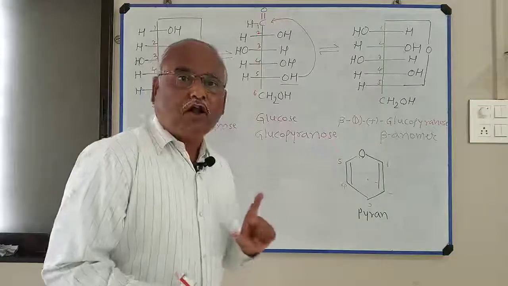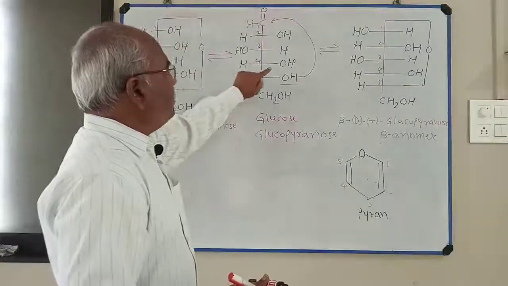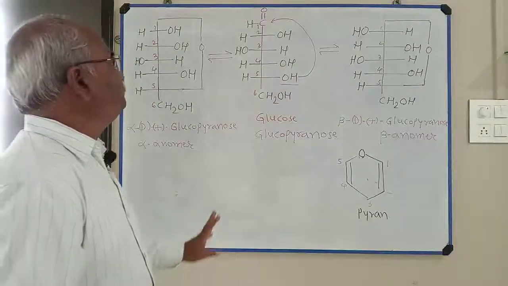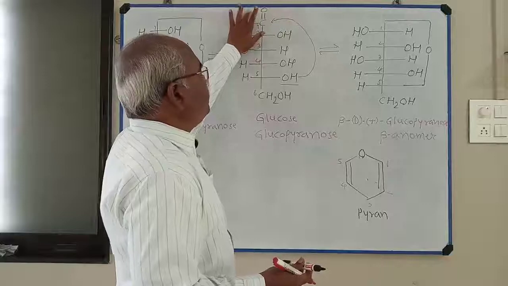It is formed by addition of OH group at C5 carbon atom to aldehyde group.